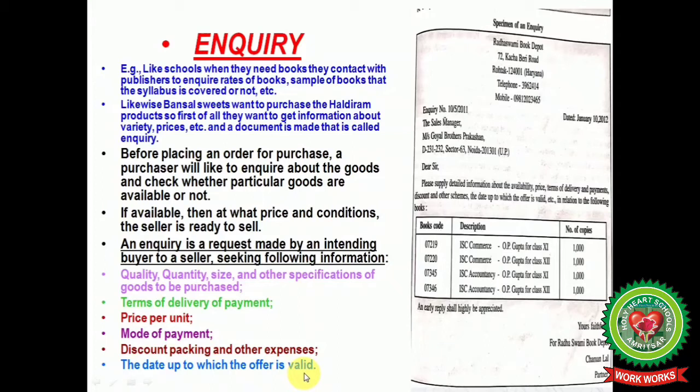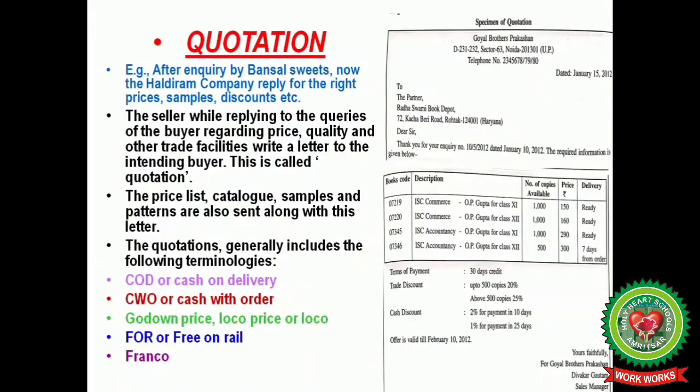So these are the things that the buyer will inquire with the seller, and that letter is called an inquiry letter. And this is our first document that is needed in a home trade. Then the second one is quotation.